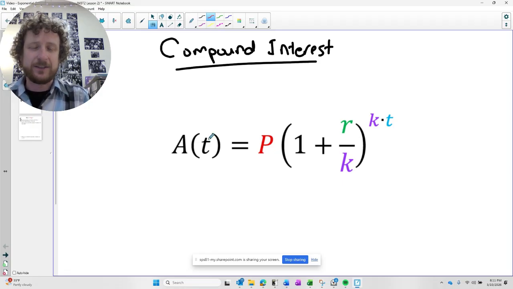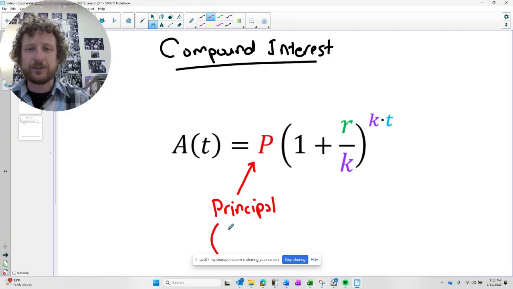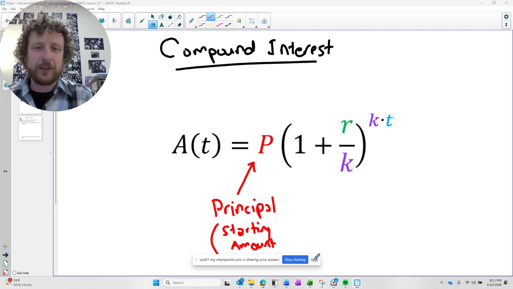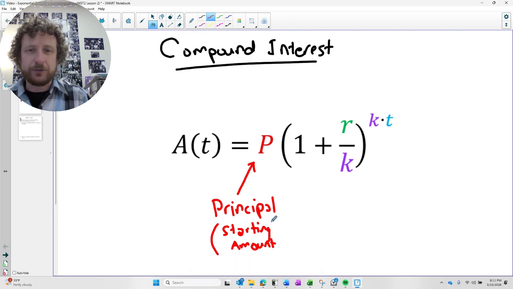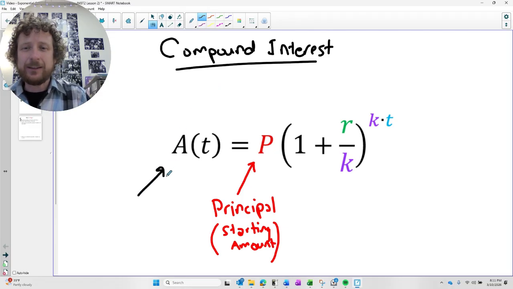P, this is an exponential equation like the rest of them we've done. P is your starting amount. That's called the principal, but that's just a finance word for starting amount. Let's see if I can write my letters. A of t, I could call this different things. I think I'd call that the final amount.